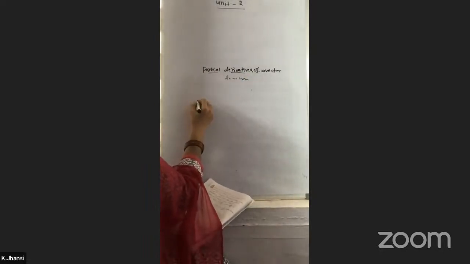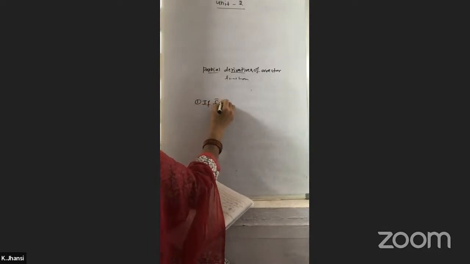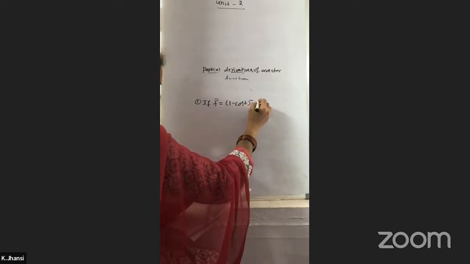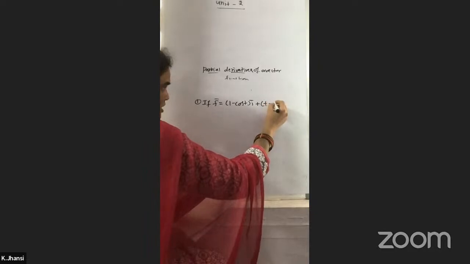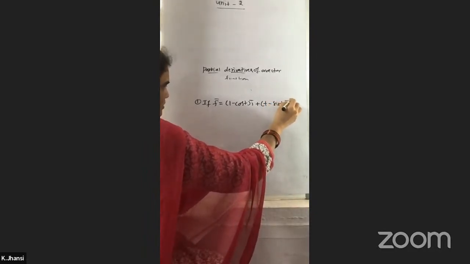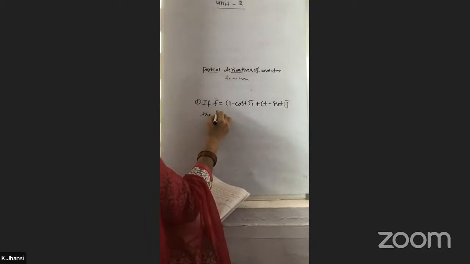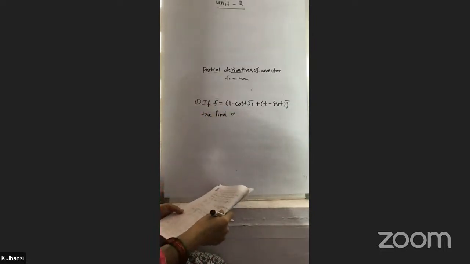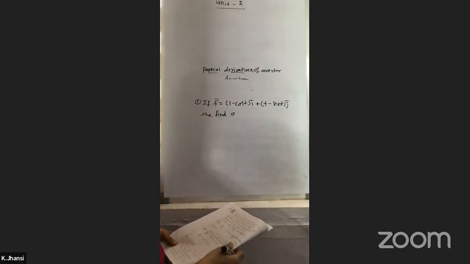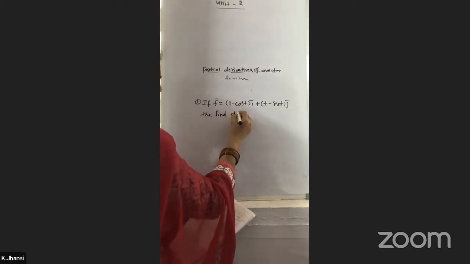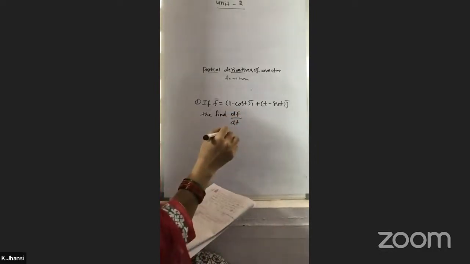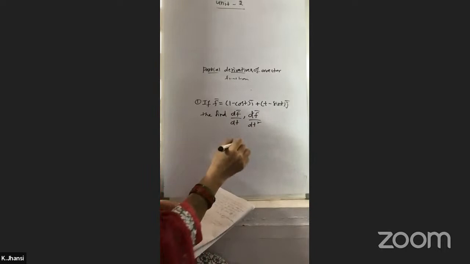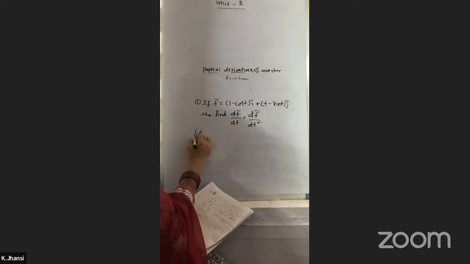So if f is equal to (1 minus cos t) i plus (t minus sin t) into j, then find df by dt, and also d square f by dt square, that is the differentiation. Okay. So solution, f is there.